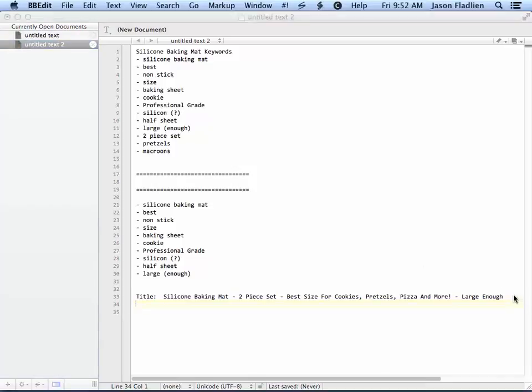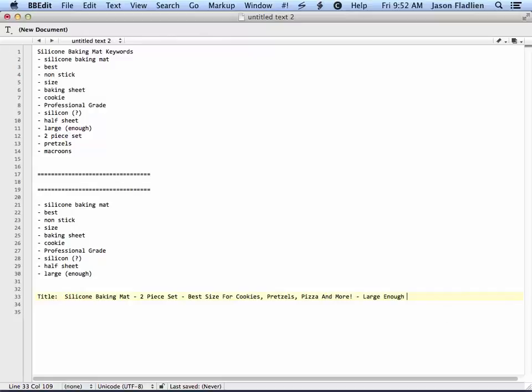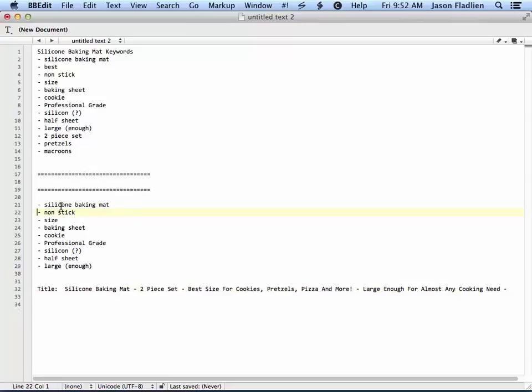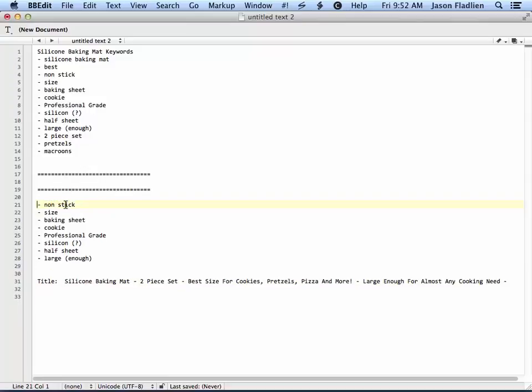I don't know why. Oh, I know why it wrapped, because we're showing this thing over here. One second. Okay, here we go. Large enough for almost any cooking need. Cooking is probably a good keyword. So we've done this one, we've done this one.